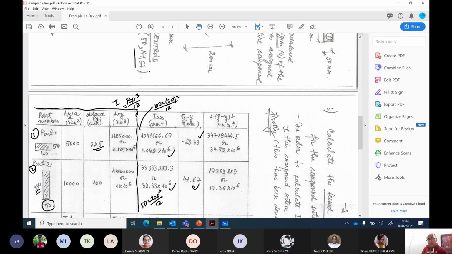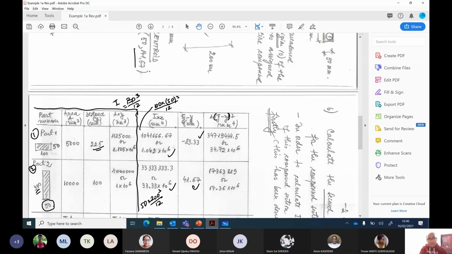Here, you can say y bar minus y, or you can say y minus y bar. It's one and the same thing, because you know that in the formula, that bracket is squared. When it has a square, even if you have a negative value, you will get the same result. So it doesn't really make much difference whether you say y minus y bar or y bar minus y. It will lead to the same result.